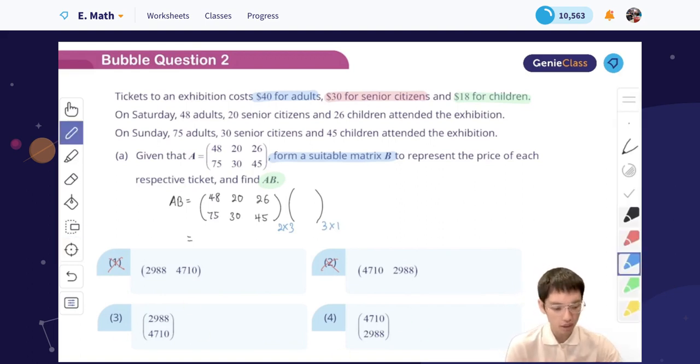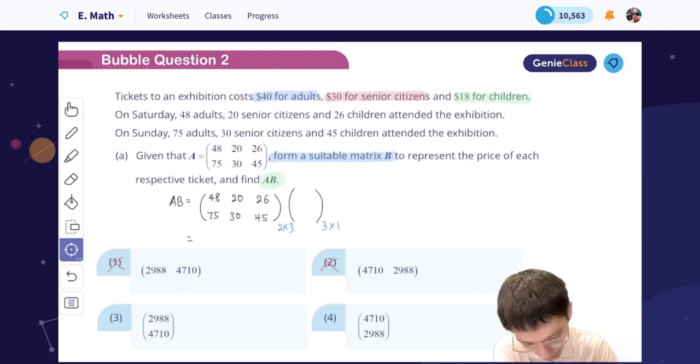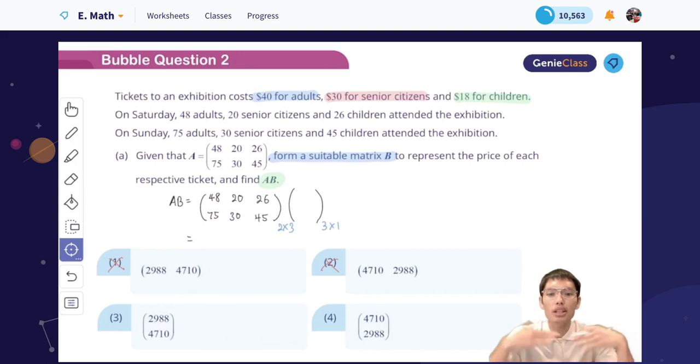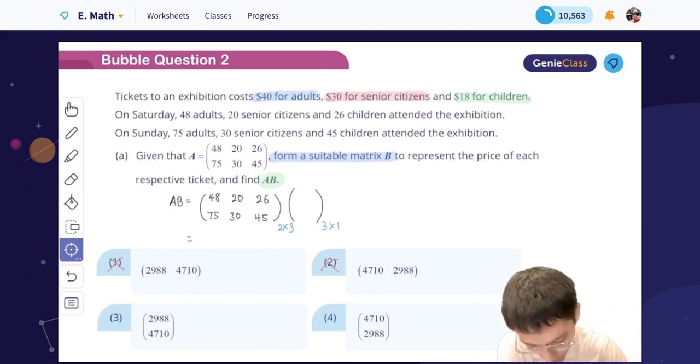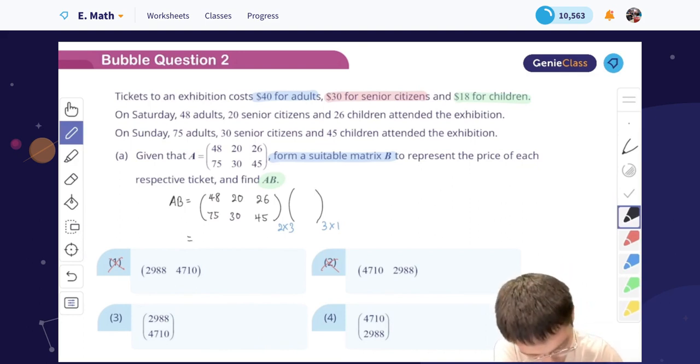Now, when you multiply, take note of the matrix I need to get. Hope you all can see the trend: adult, senior citizen, children. I want to get the total cost in this case for Saturday and Sunday respectively. So how will you do it? Normally, let's say I want to do it for Saturday. Saturday, I hope you all agree, is going to be 48.